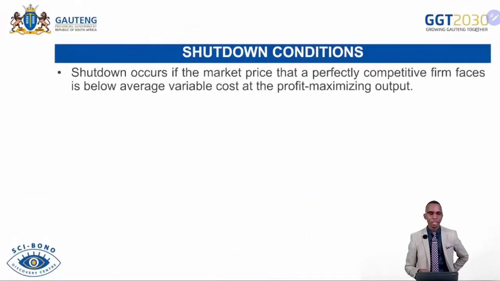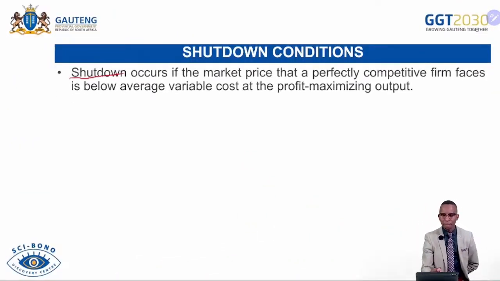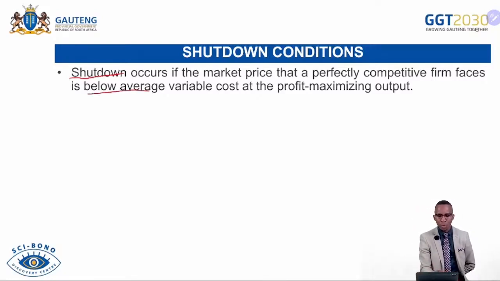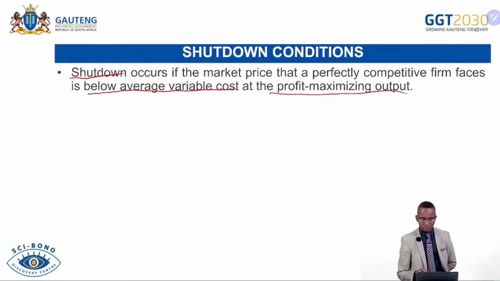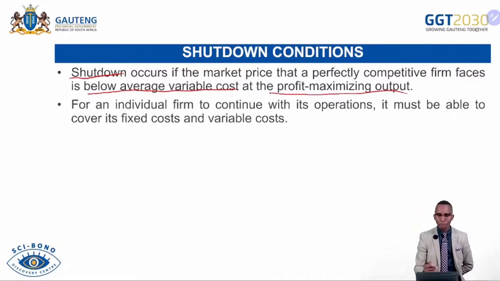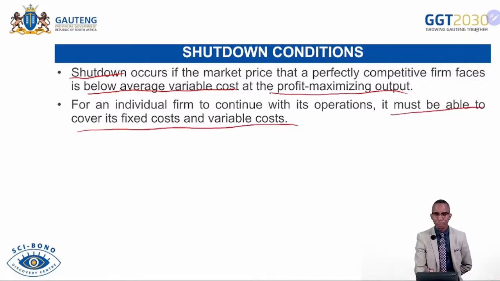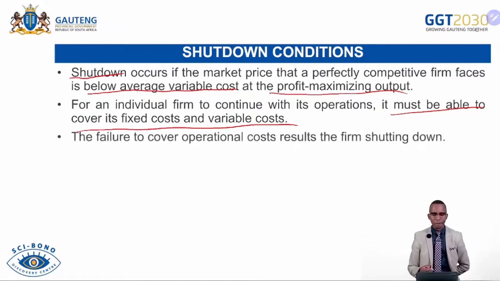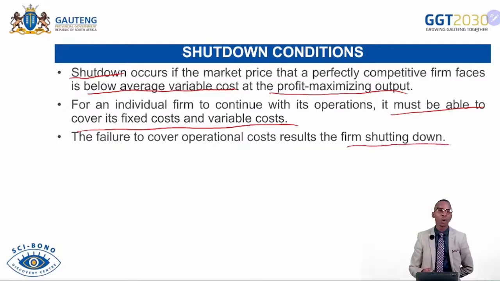Then let's see the condition. The shutdown will always occur if the market price that a perfectly competitive firm faces is below the average variable cost at the profit maximization output. Then let's continue. For an individual firm to continue with its operation, it must be able to cover its fixed cost and variable cost. If the firm cannot cover both of these, the firm should shut down. The failure to cover operation cost results in the firm shutting down or leaving the market, or exiting the market.